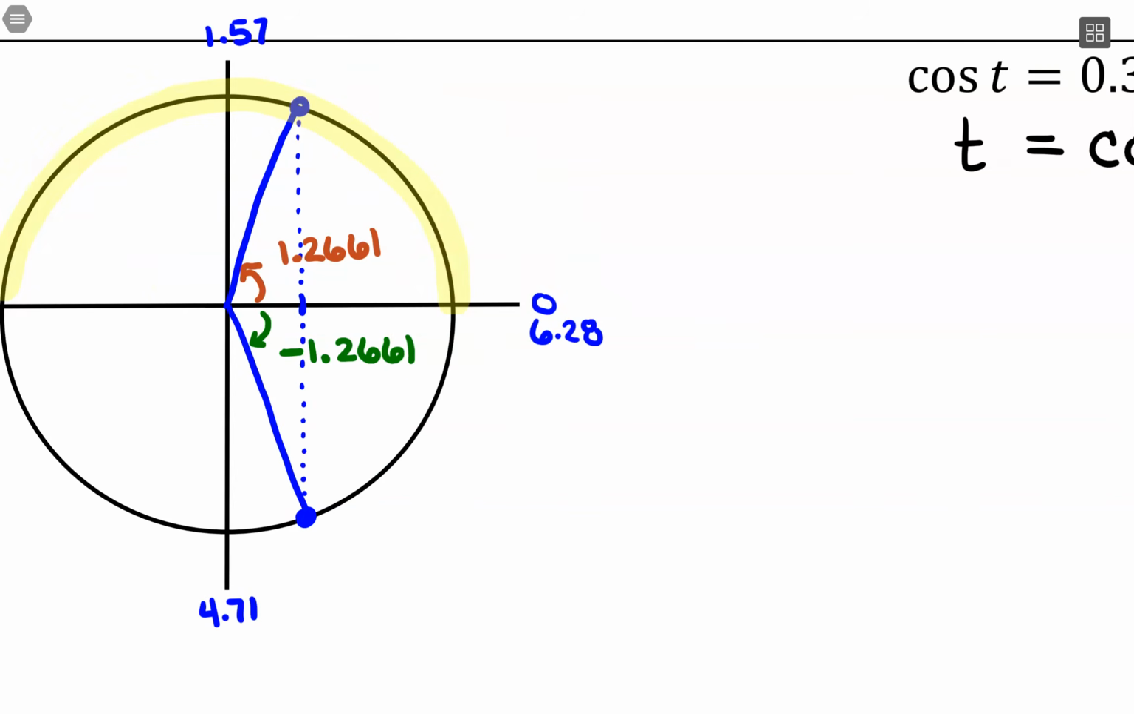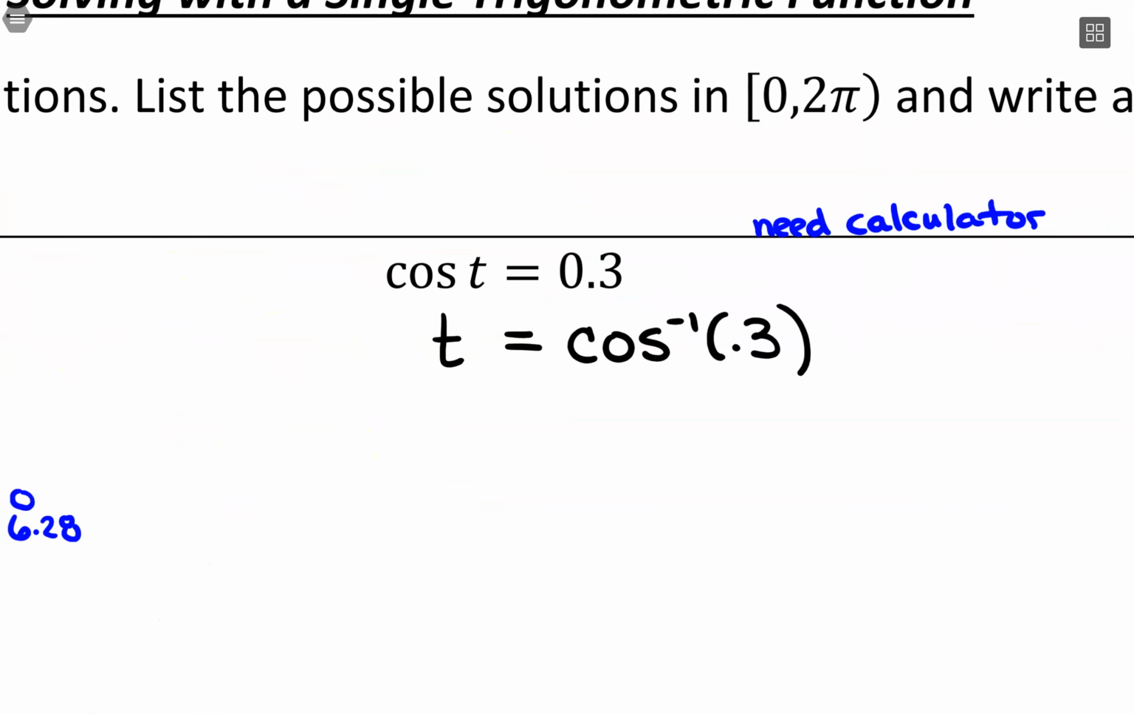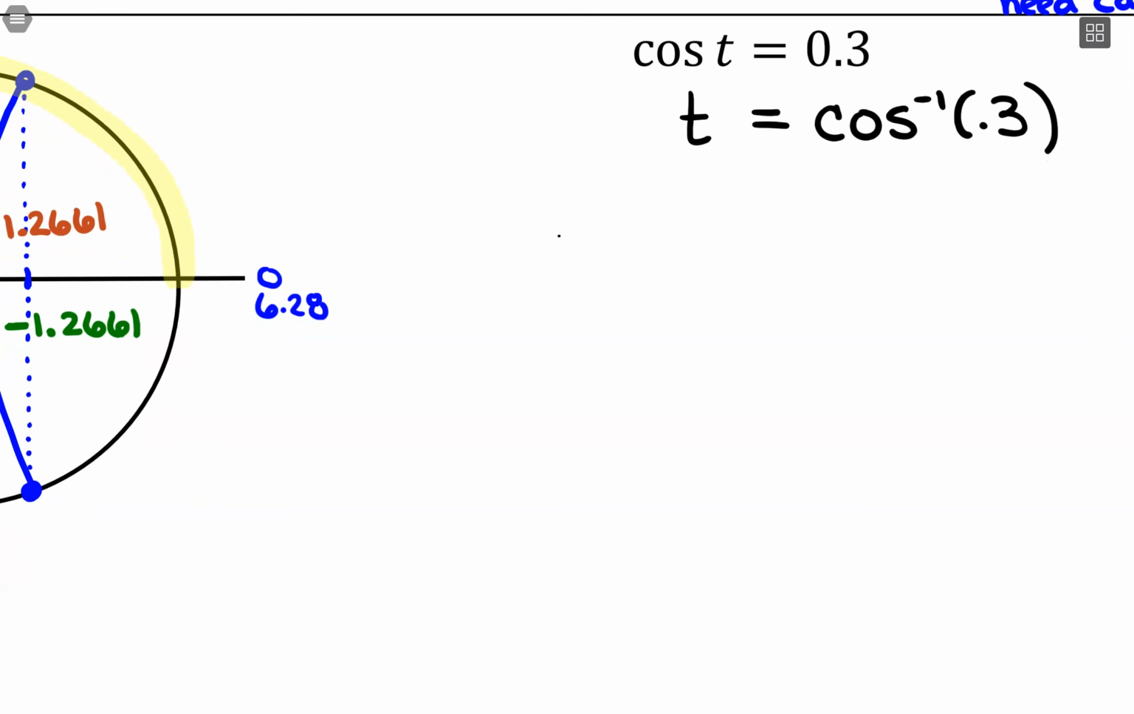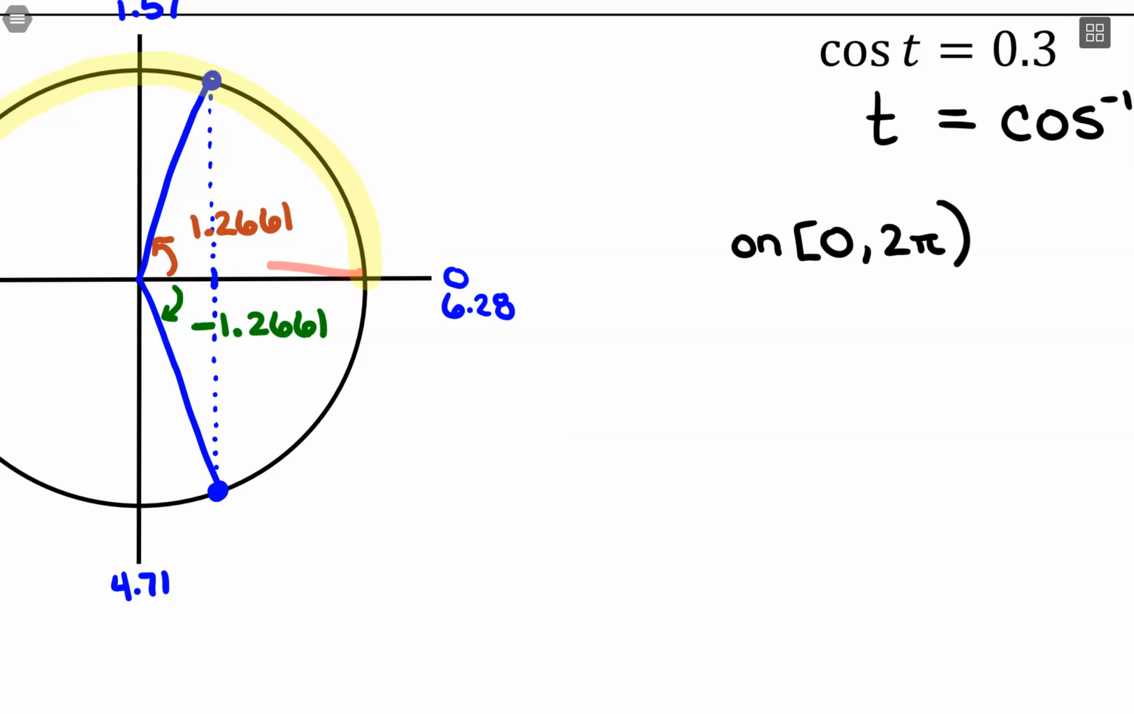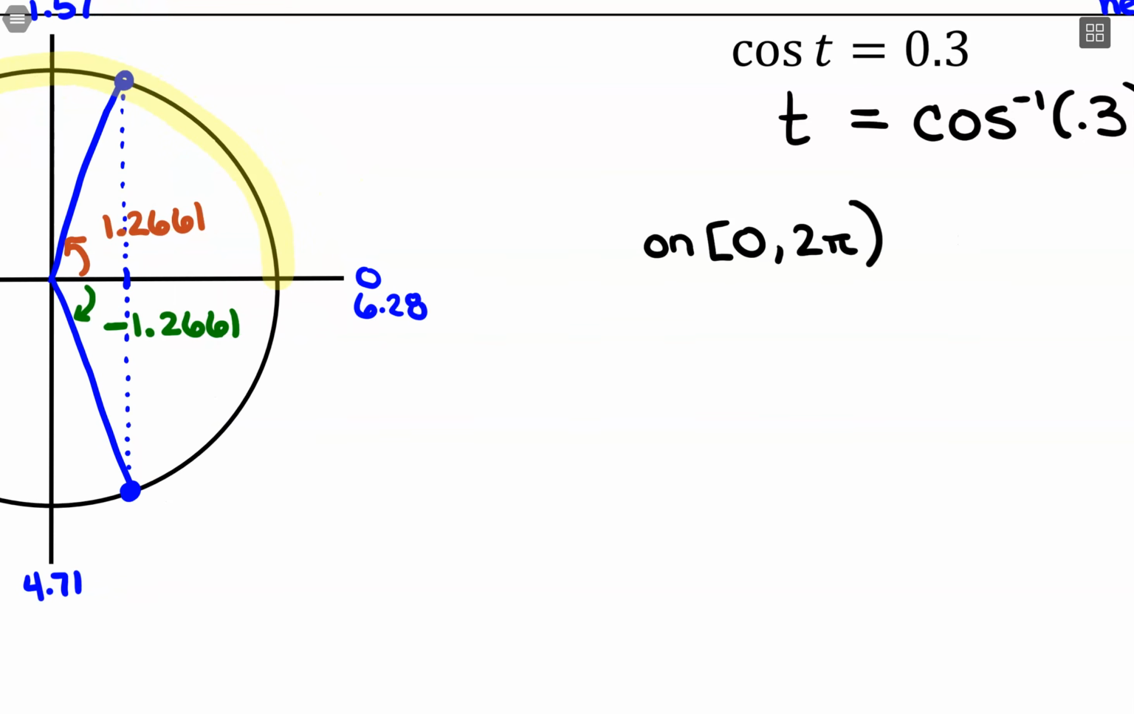Now, writing out the possible solutions, and I'm going to focus on 0 to 2 pi first. So on 0 to 2 pi, and you might see this with a square bracket or parentheses. Either is fine. When it's parentheses, it's just saying it's not including it, so that like if the angle 0 was your solution, then you wouldn't include 2 pi. It's just a little notation thing. So you'll kind of see it switch back and forth. So that positive 1.2661 is in that interval, so that works great.